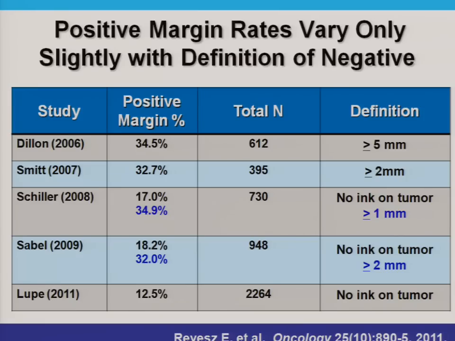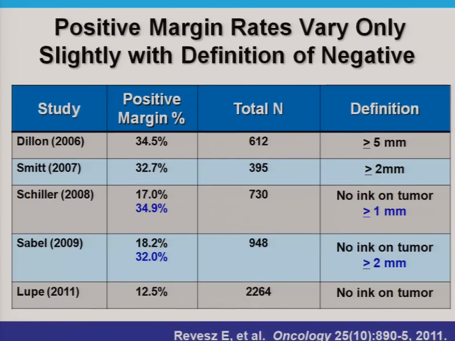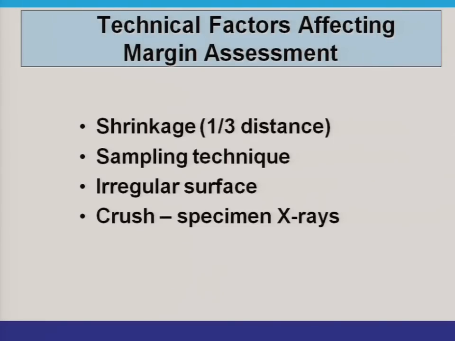The positive margin rate is around 30% if you define it as greater than 5 millimeters, and it's about 35% if you define it as greater than 1 millimeter, and there's not a tremendous amount of variation based on the definition of a positive margin. And we heard just some of the technical factors. I'd like to show you them from a surgeon's point of view.